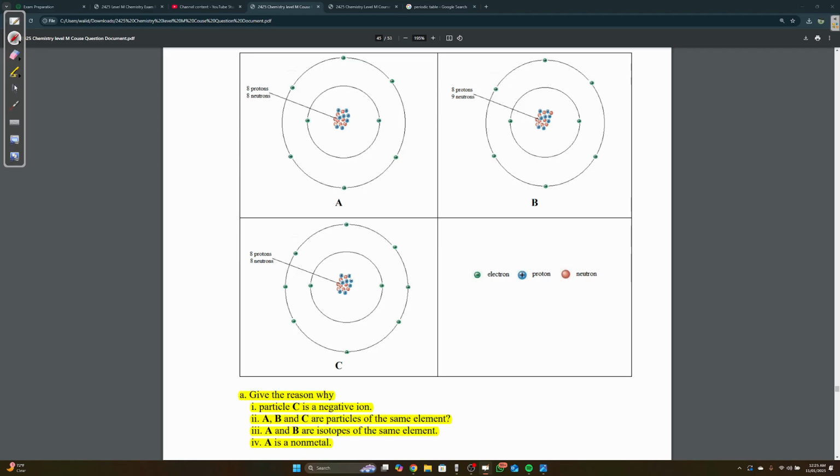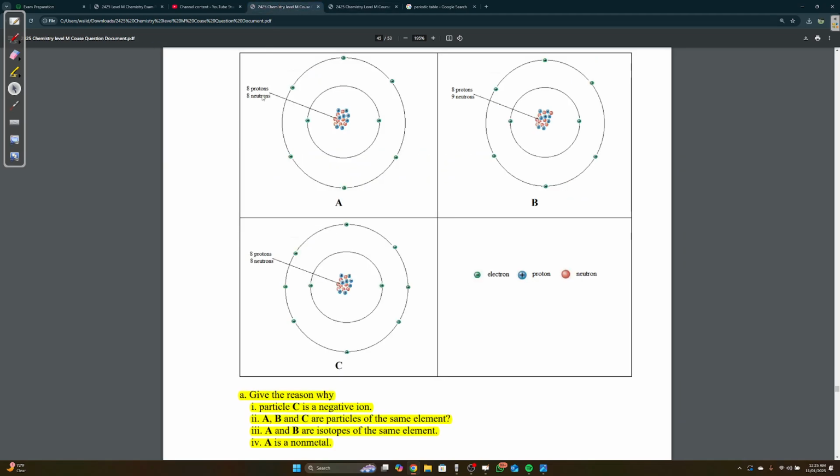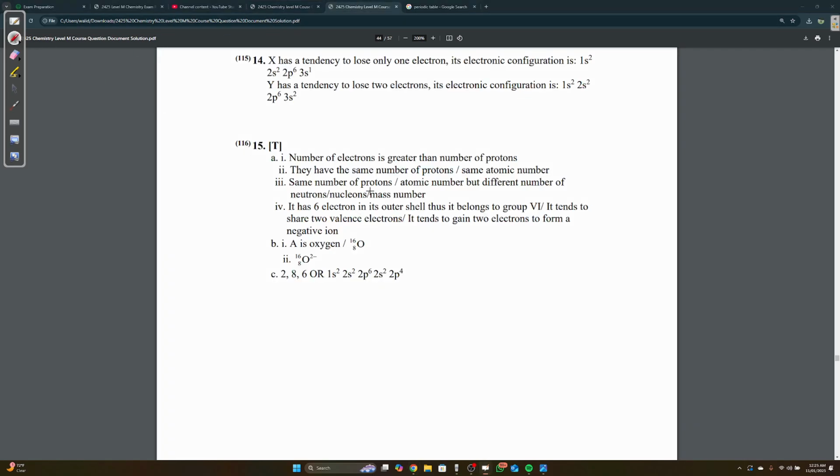But you have to say something that they put in the marking scheme. Apparently our teacher told us that you have to mention why they didn't say C is an isotope as well. Because C has 10 electrons, but these both have 8. So you have to say same number of protons and electrons, but different number of neutrons. Okay, you have to say and electrons.